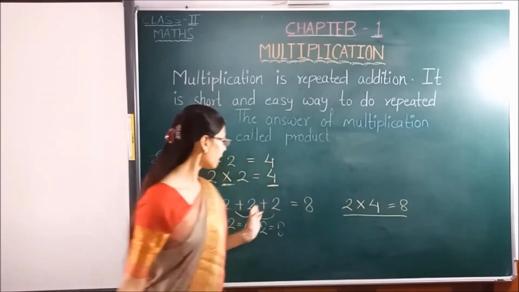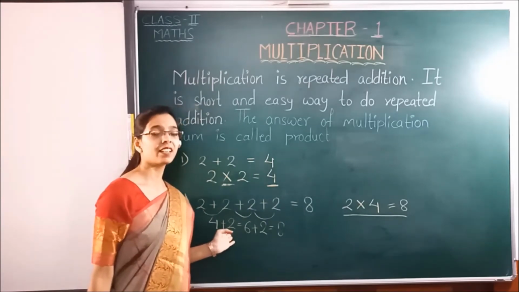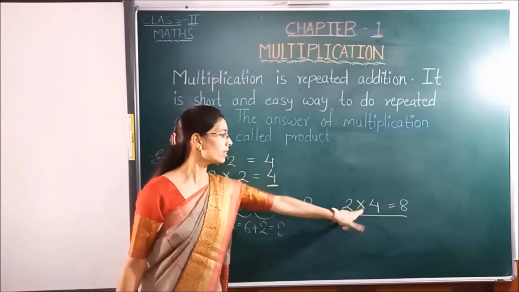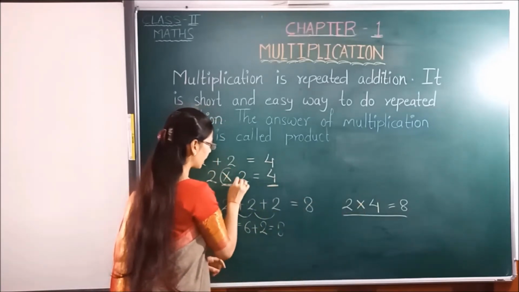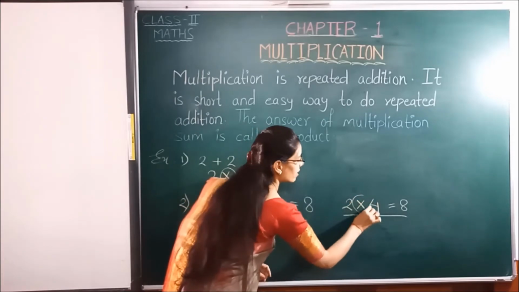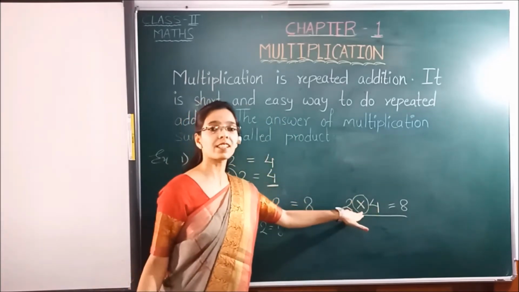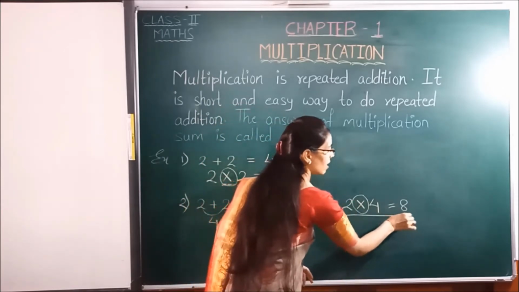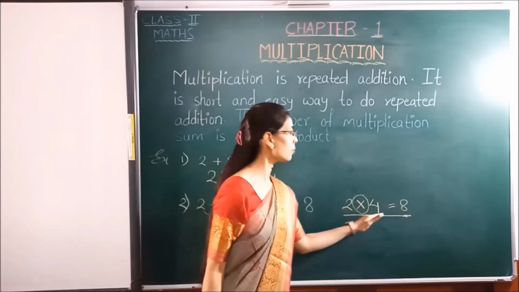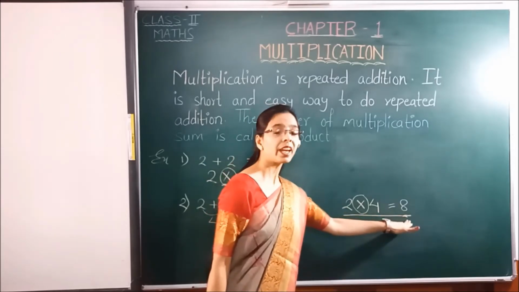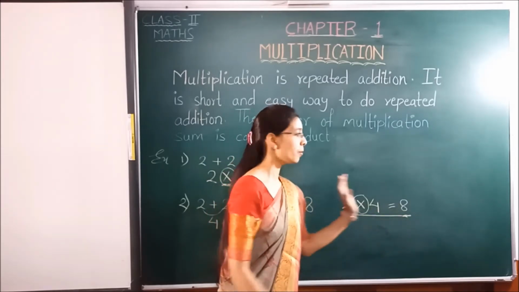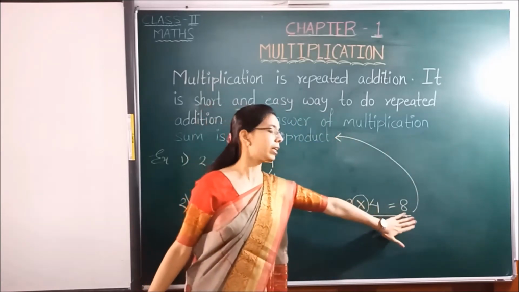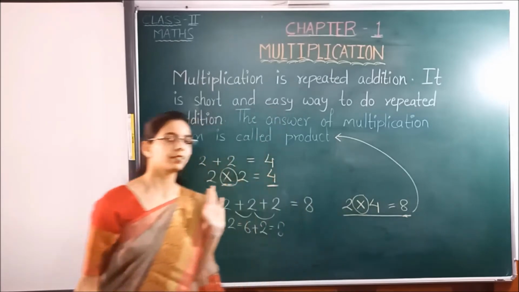So we can do this repeated addition in an easy way by multiplication. This cross is the sign of multiplication, and this answer 8. 2 multiplied by 4 is equal to 8. This multiplication sum answer is called the product.